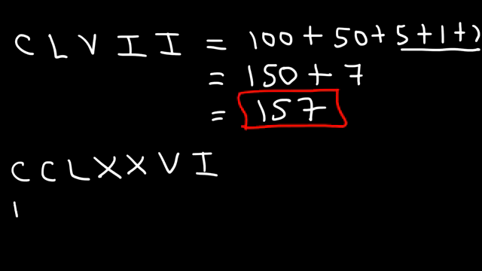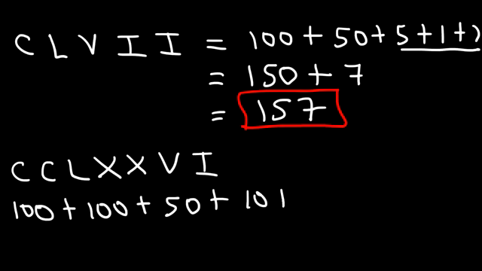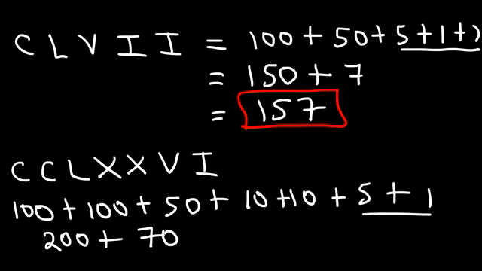So we have C, which is 100, plus another C, and then plus L, which is 50, plus 2 X's. So X and X is 10 and 10, V is 5, and then I is 1. So 100 plus 100 is 200, and then 50 plus 10 plus 10, that's 70. 5 plus 1 is 6, so this adds up to 276.